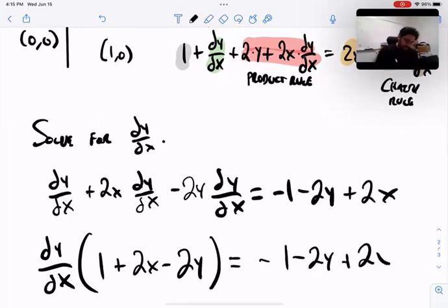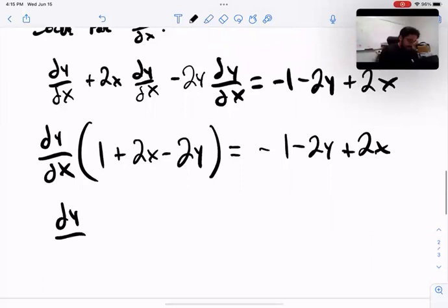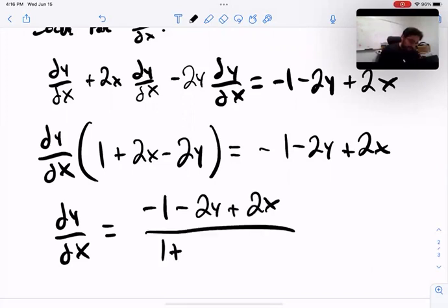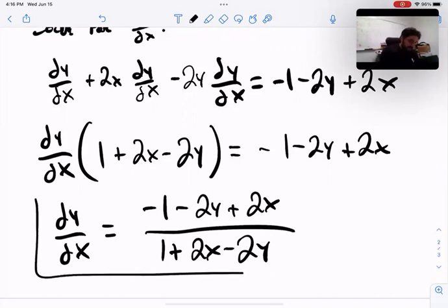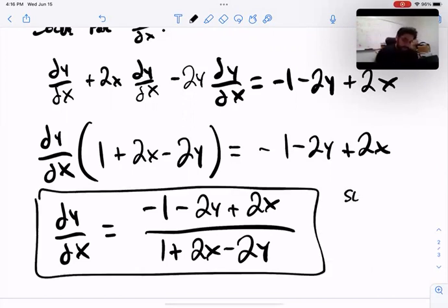this expression, which I can do because we very purposefully put all the dy dx's there on the left. So factor out the dy dx, and now divide both sides by 1 plus 2x minus 2y. And now I can say, I have it. I actually have a formula for dy dx. This is the slope of the tangent line at the point x comma y.